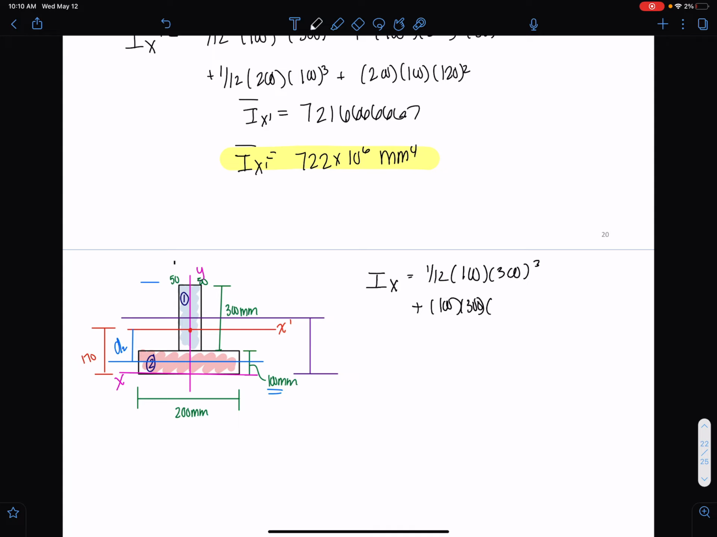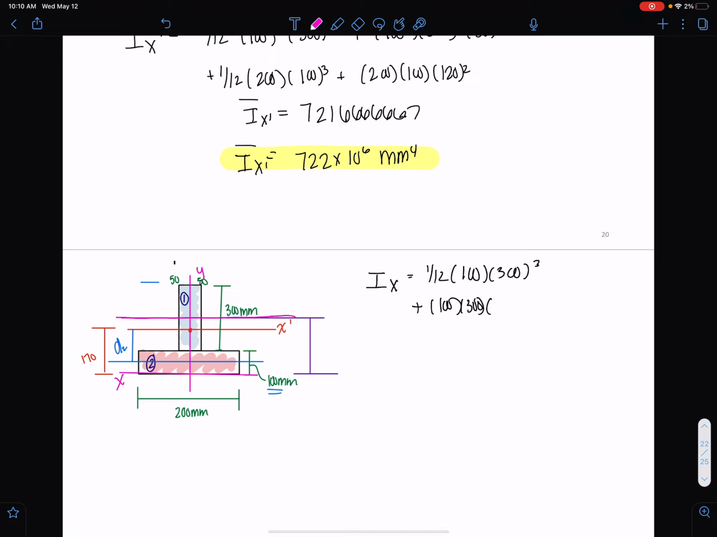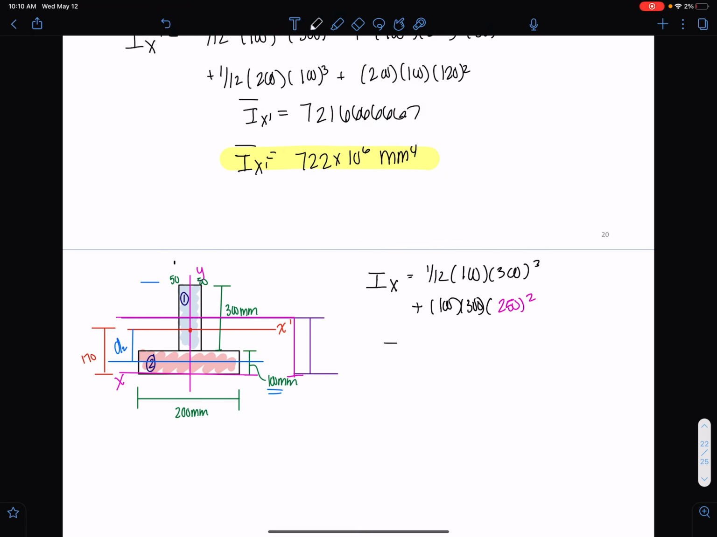Well, if we're trying to get to the x-axis, we need to go from the middle of this shape to not x prime, but all the way to the x-axis. So this d is now 250 squared, okay? So make sure you can calculate these now that we've done this a couple of times.